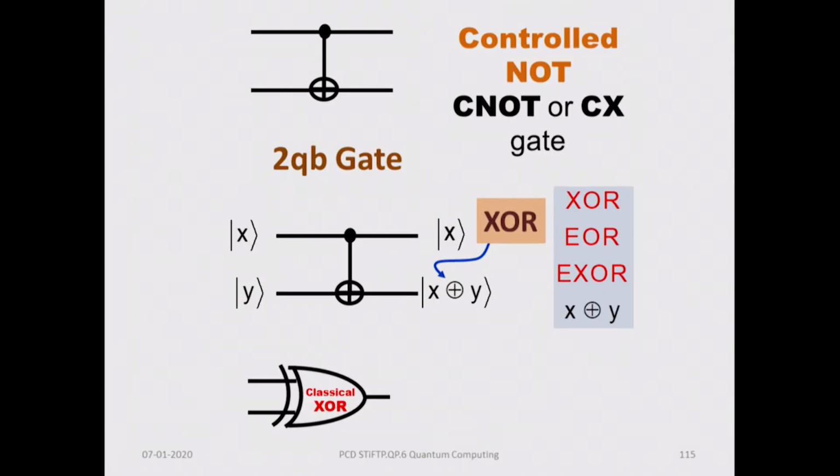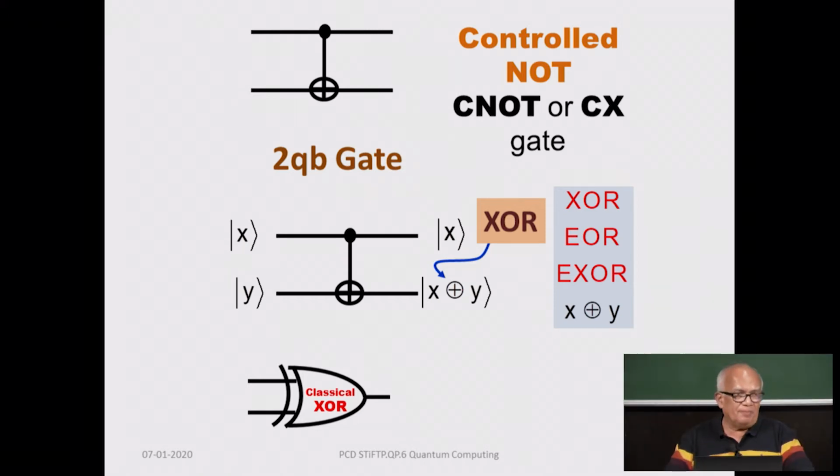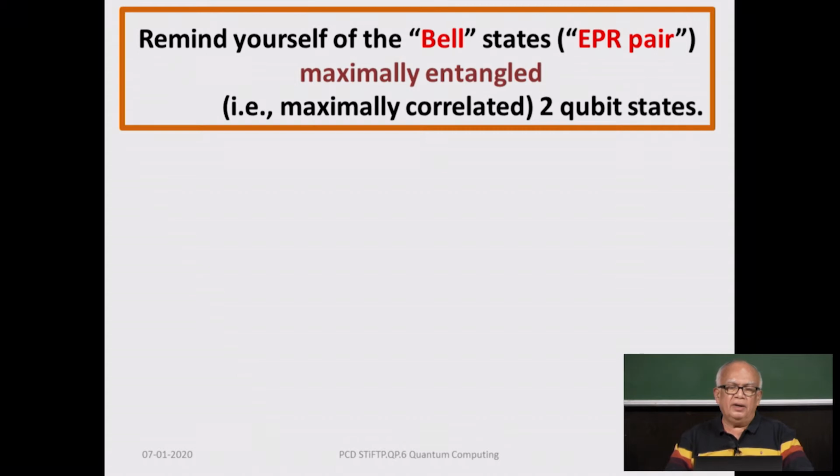So, this is the exclusive OR, which is written as XOR or EOR or sometimes EXOR, or X with a funny plus in a circle and then Y. So, these are the different equivalent representations of the exclusive OR operation.